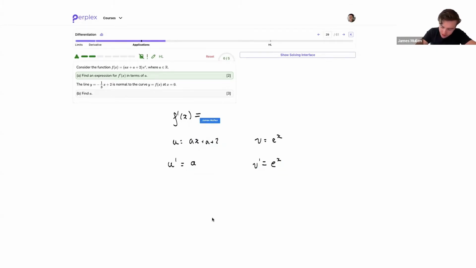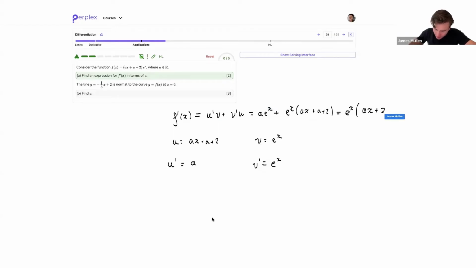So I can say the derivative is going to be u prime v plus v prime u, which is going to be a e to the x plus e to the x times ax plus a plus 2. So it's going to be e to the x. The only thing that changes is I have 2a instead of just 1a because I have another one from here. So I have e to the x times ax plus 2a plus 2, right? That is my answer to A.